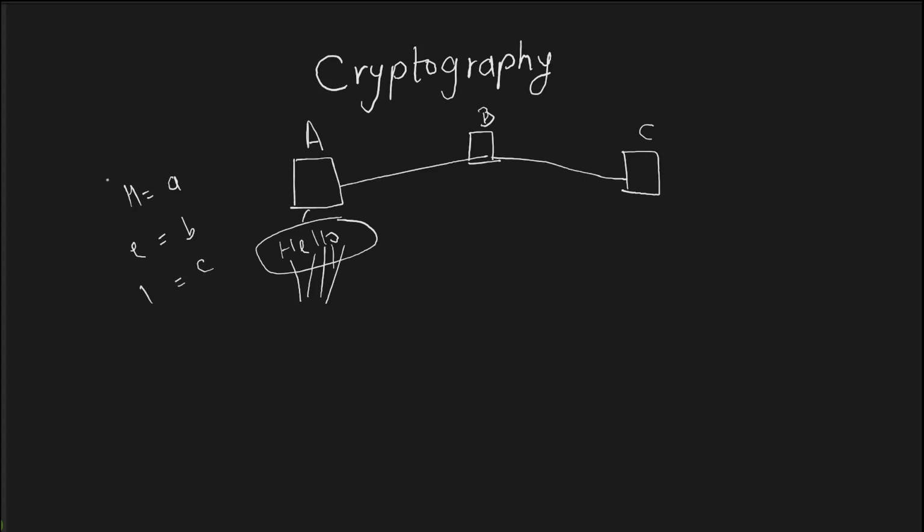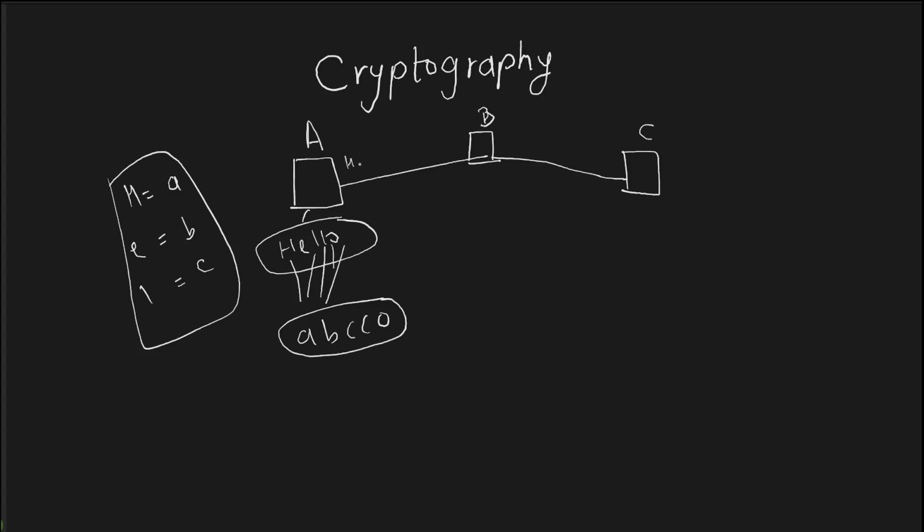Now, based on these keys here, what A can do is actually change the message. So H gets changed to A, E to B, L to C, C, and then O. Now A will be sending this exact message to B to C. So now it has encrypted the message, and it's going to send it through here. So the hello has been encrypted into A, B, C, C, and O. Now the message is sent to B.